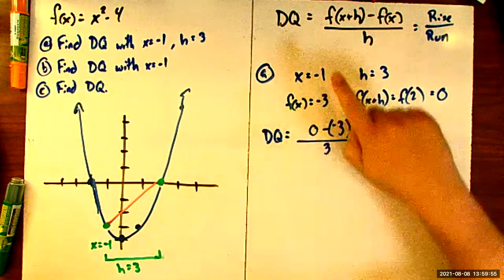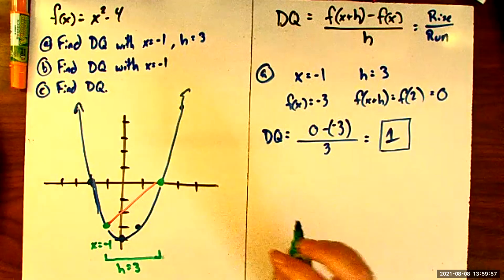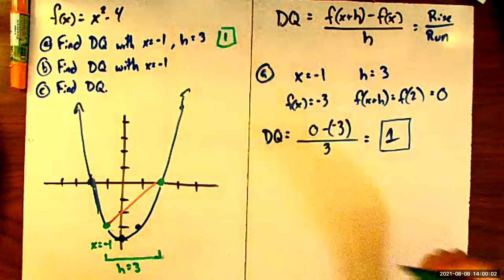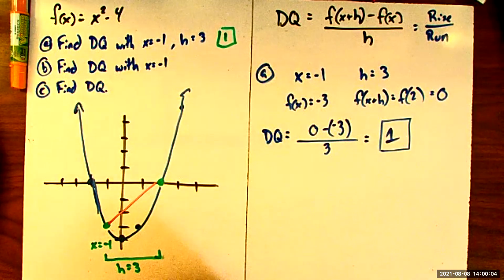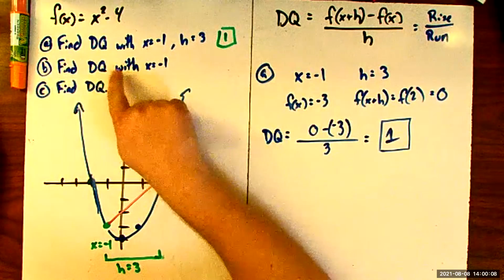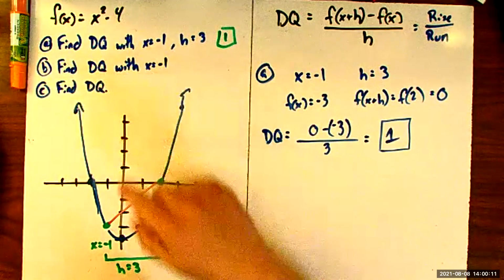So notice, even though we're using this different approach, we ended up getting the exact same slope for this, which makes sense because we shouldn't get any other slope for it. The second one, though, is going to be different. Find the difference quotient with x equal to -1.